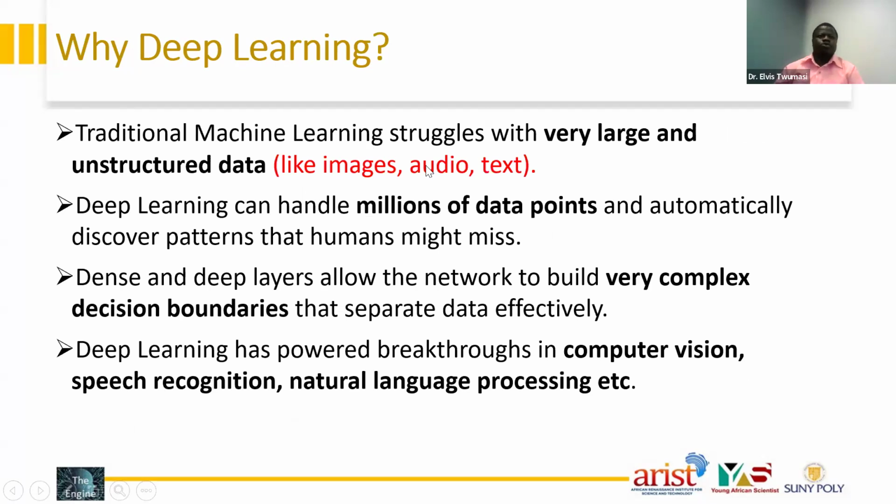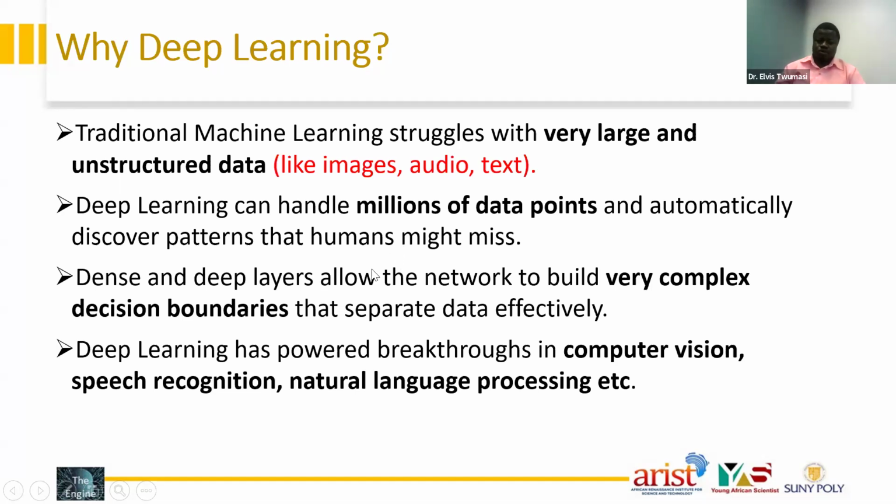So look at somebody's audio, like as I'm talking now. If you want to understand what is going through the audio and all that, normal machine learning models will not be able to do them. So we need deep learning models. Deep learning can handle millions of data points, and it will be able to automatically discover the patterns and everything by itself. So dense and deep layers in every deep learning model are able to understand complex patterns and everything within the model.